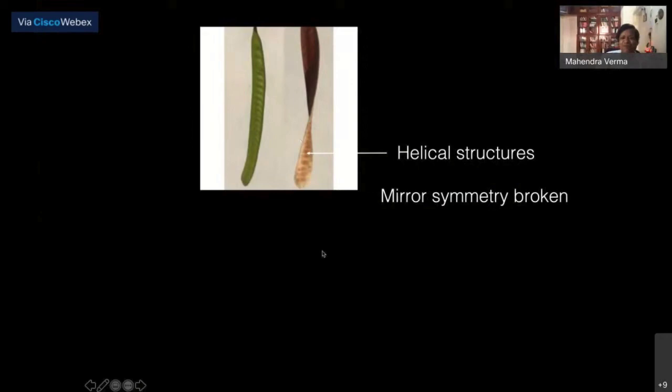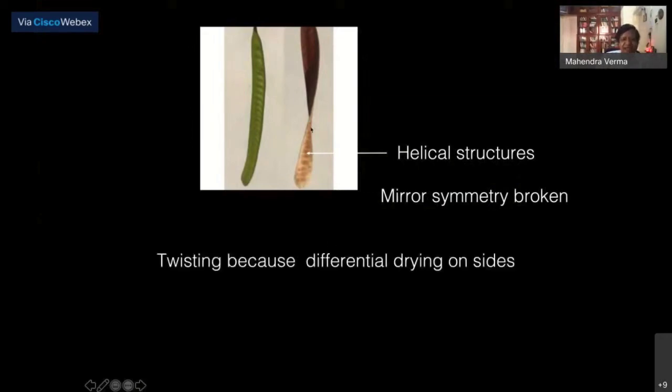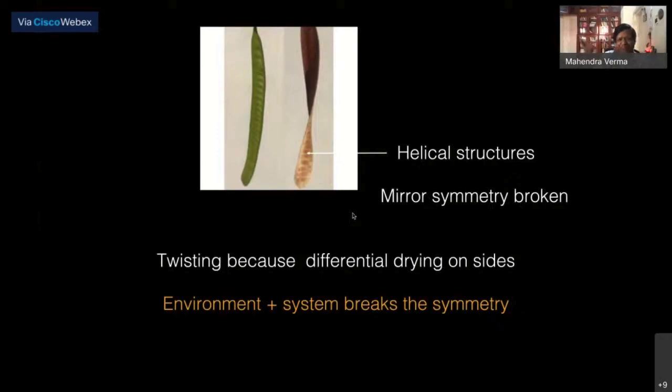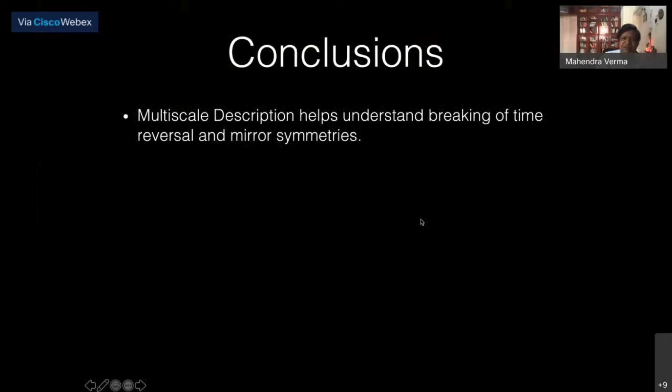Now, would you like to explain it from weak interaction? No, this is by differential drying. There is a drying of these leaves. It's not a leaf actually, it's like a fruit in some sense, and that differential drying is leading to mirror symmetry breaking. So environment plus system properties: moisture is absorbed more on one side than the other side, which can lead to breaking of mirror symmetry. So, conclusion: multiscale description helps understand breaking of time reversal as well as mirror symmetry.